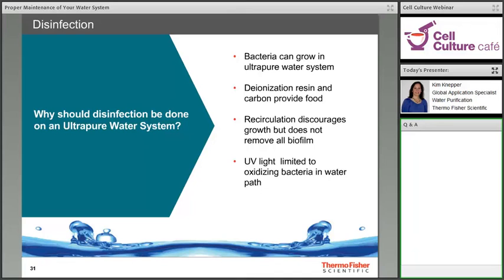So why should disinfection be done on an ultrapure water system? Yes, bacteria can live in an ultrapure water system. It is a warm environment with DI cartridges with carbon that provides food for the bacteria if the system's not maintained. Now, water systems with recirculation do help reduce the bacteria growth, but it does not remove all the biofilm. Systems with the UV light will also help oxidize the bacteria in the water in the flow path, but disinfection still needs to be done to help disinfect the entire system.